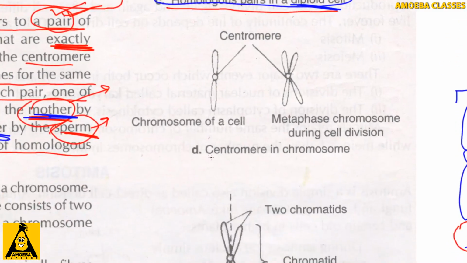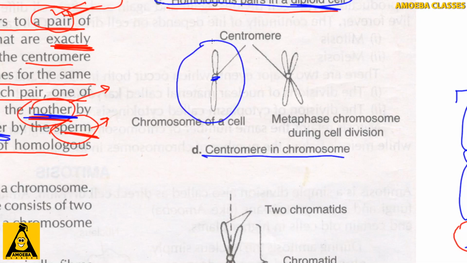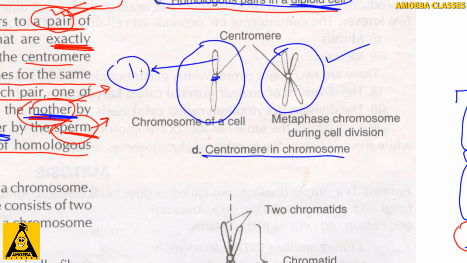Here is the centromere, and both are chromosomes actually. In the next lecture, during cell division, I will help you understand why this is called a chromosome and why this is also called a chromosome. But let's discuss it in this lecture only. This is a chromosome and this is also a chromosome. This chromosome has one chromatid, and this chromosome has two chromatids.